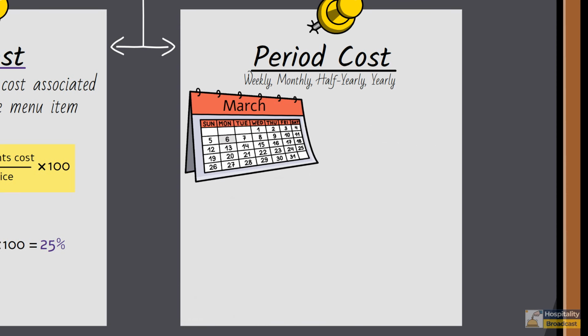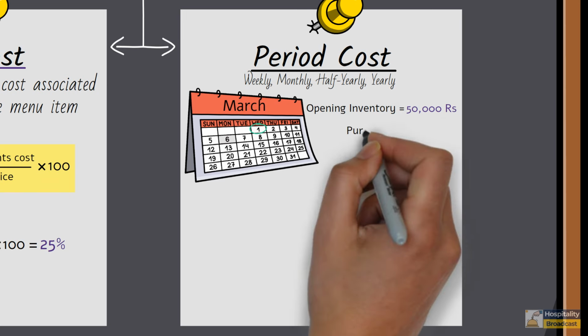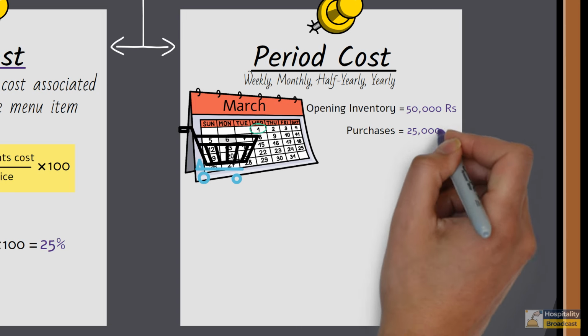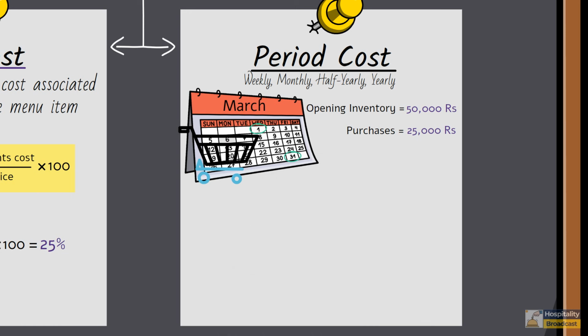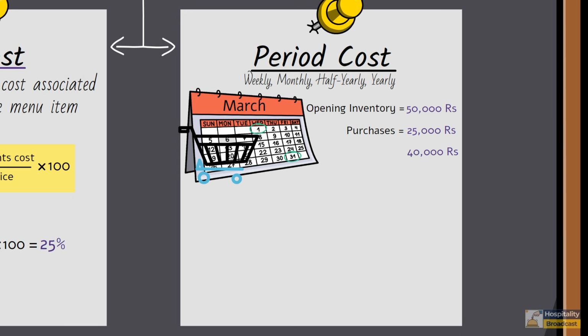Let's take the month of March. On the 1st of March, check the inventory or stock. In stock, let's suppose you have material worth 50,000 rupees. This is our opening inventory for this month. Now check all the purchases that you have made in the entire month. Let's suppose you made purchases of 25,000 rupees. Now, on the last day of the month, take stock once again, and you find there is material worth 40,000 in the store. This is our closing inventory of the month.